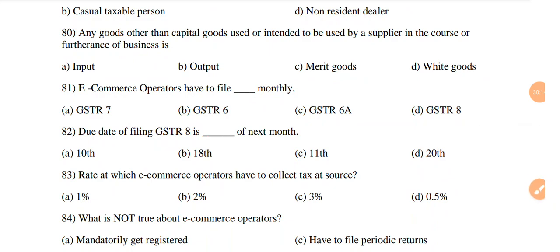Next question. Any goods other than capital goods used or intended to be used by a supplier in the course or furtherance of business is option A, input, B, output, C, married goods, and D, white goods. And the correct option is A, inputs.